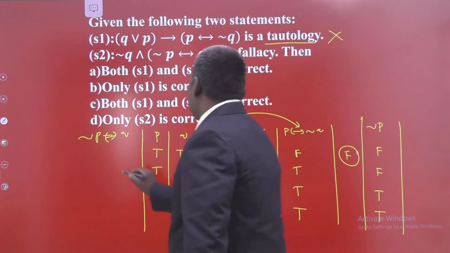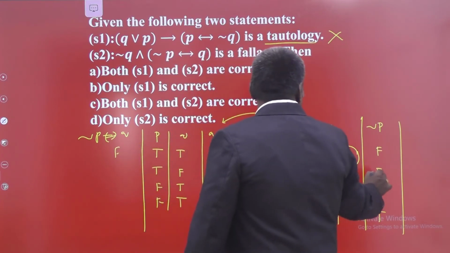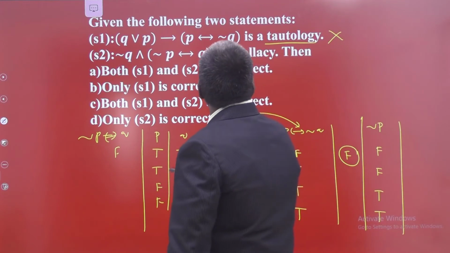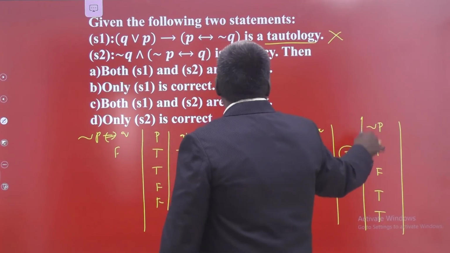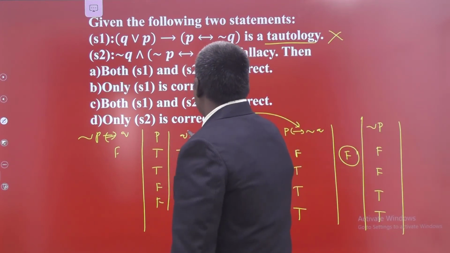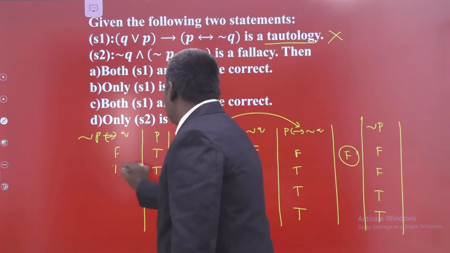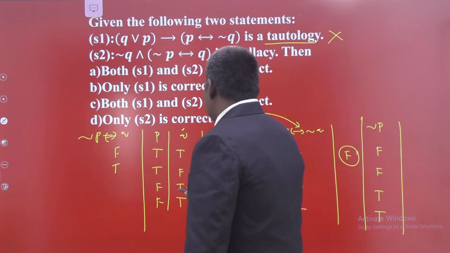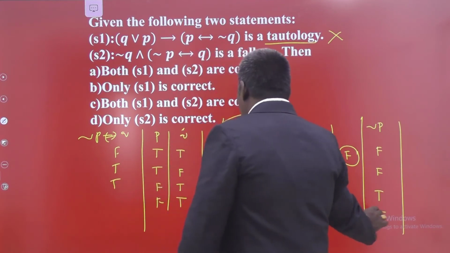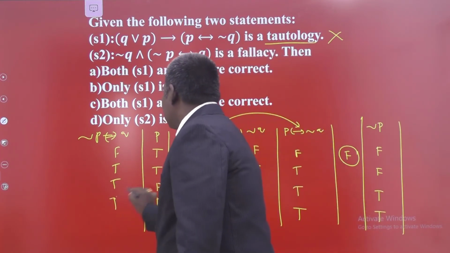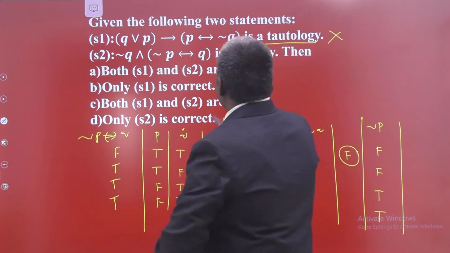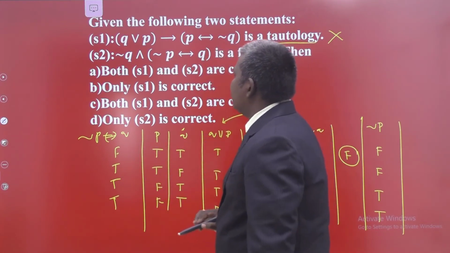False implies true, that is false. False implies false, this is true. Next, true implies true, this is true. True implies true, this is also true. This is negation of P implies Q.